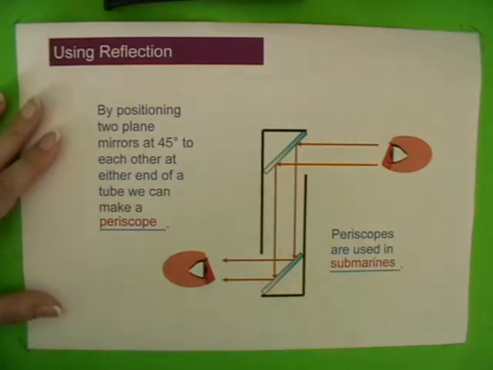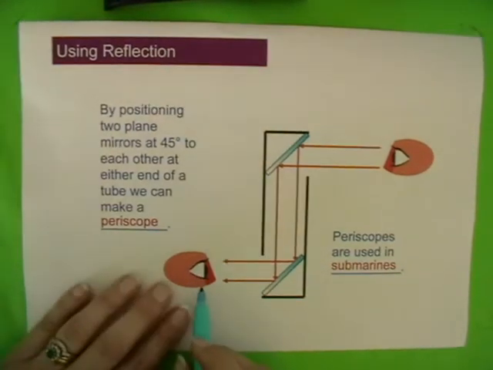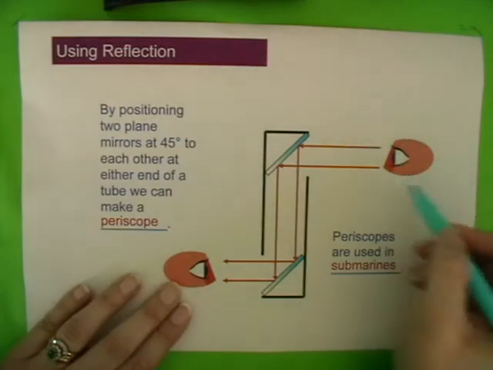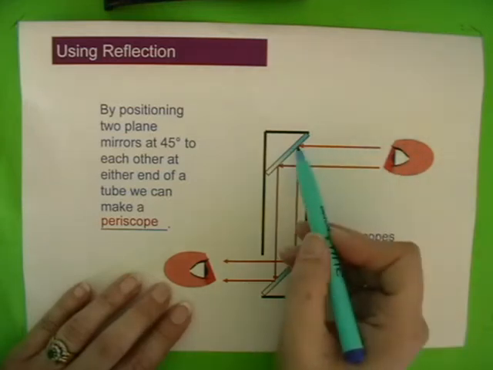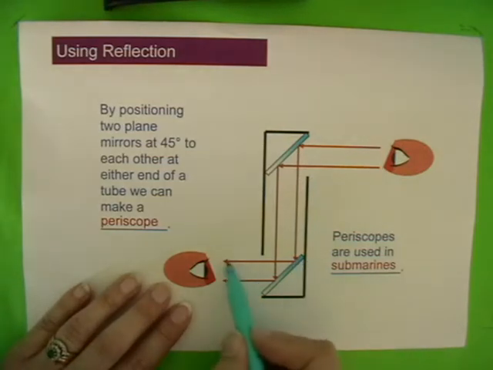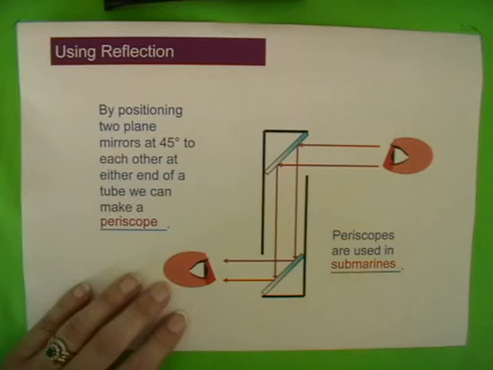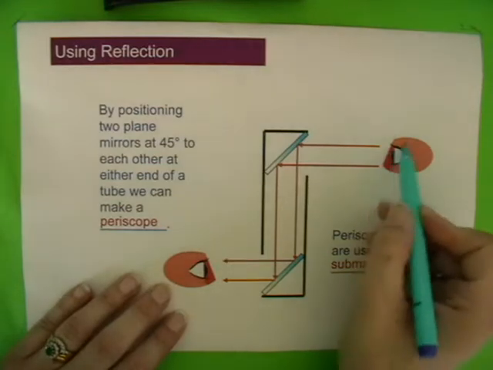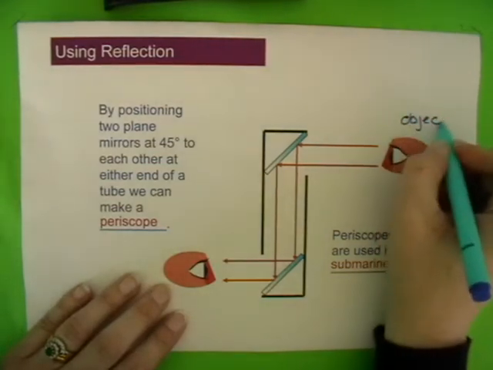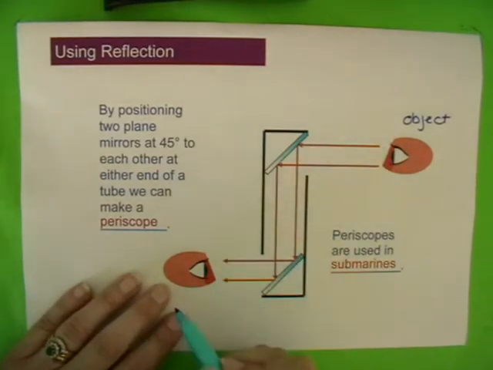So if we were to look in at the bottom, if we had an object at the top, the rays of light would come from the object, be reflected by the mirror, then meet the second mirror and be reflected again to our eyes. Periscopes are often used in submarines so that they can see objects on the surface of the water when they're below the water. So this is your eye, and remember that the light ray always comes from the object that you're looking at. So this is the object and this is your eye, and the light rays come from the object via reflection to your eyes, and this is how we see them.